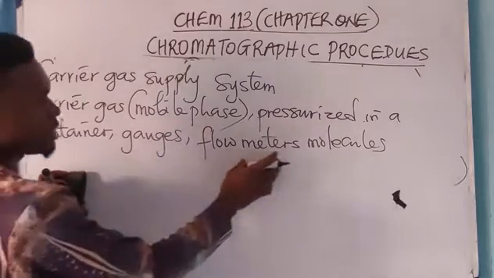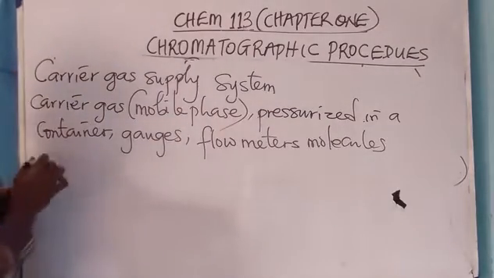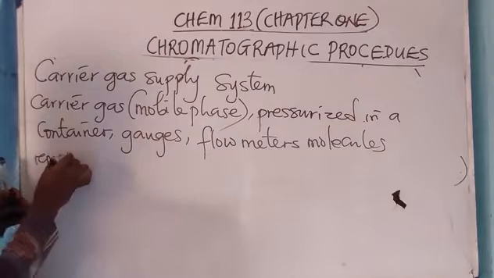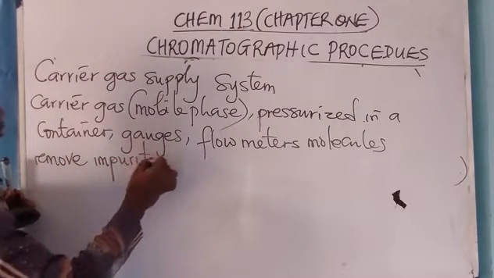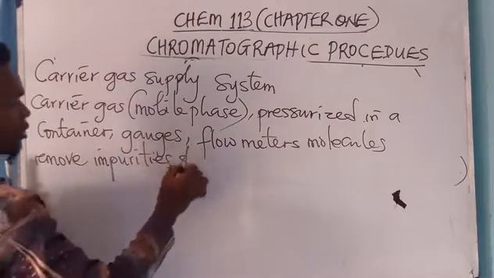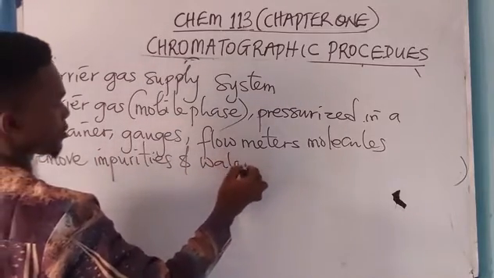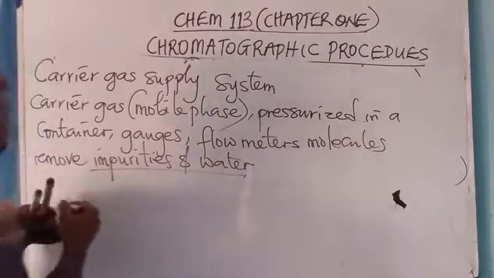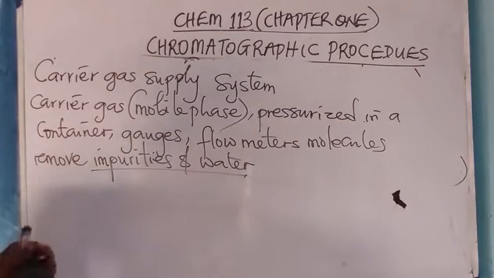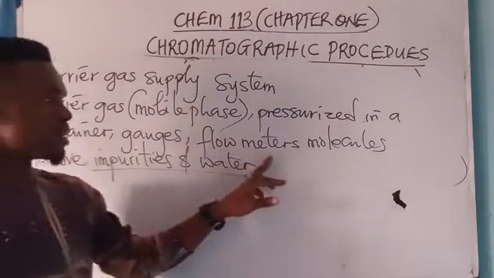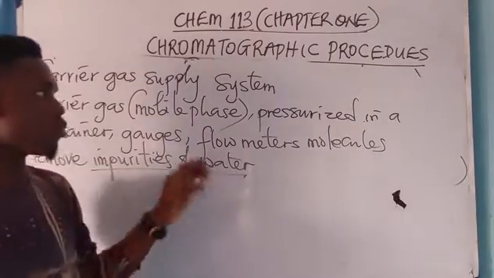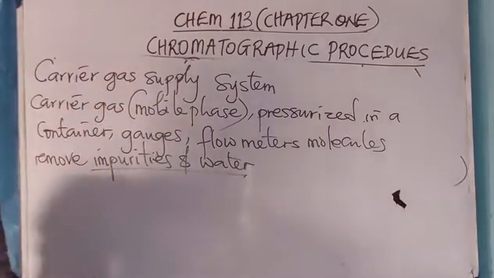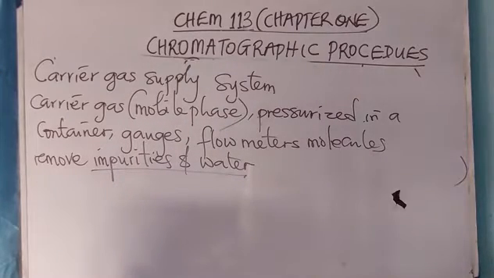Now, these molecular sieves remove impurities and water from the gas. So in the carrier gas supply system, the function of the molecular sieves is to remove impurities and water from what? The gas. So please take note of that. It is very, very important.